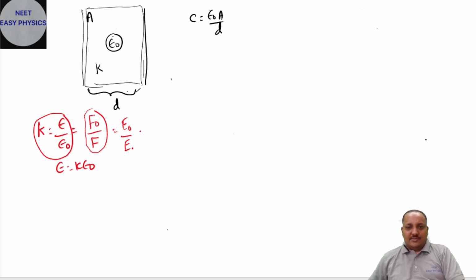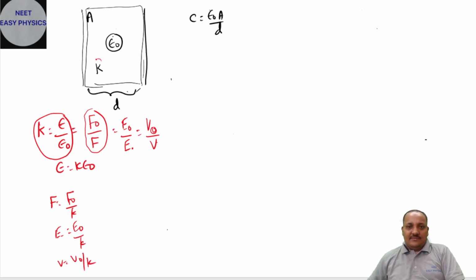Now from this you will get potential also. What is potential? V naught by V. V naught is the potential in vacuum. V is the potential in the medium. Potential is going to decrease, correct? Electric field also decreases. So F is equal to F naught by K, E is equal to E naught by K, V is equal to V naught by K.